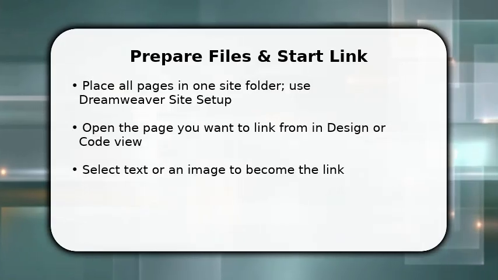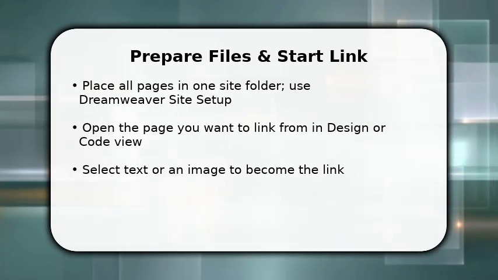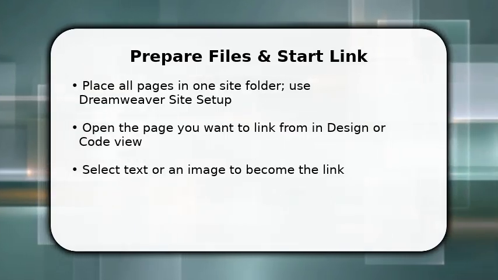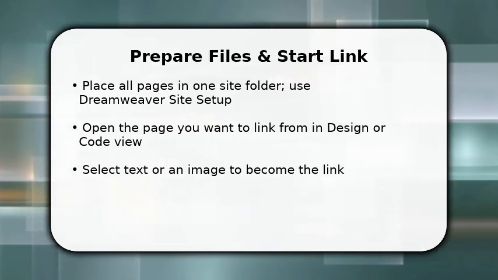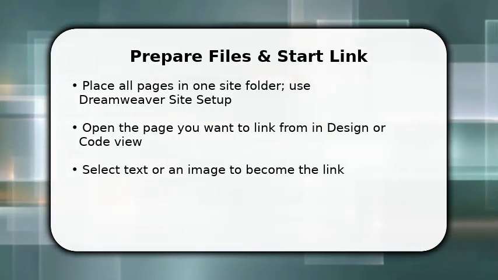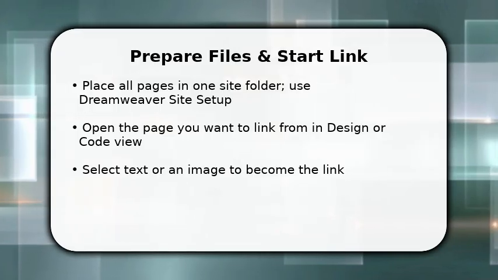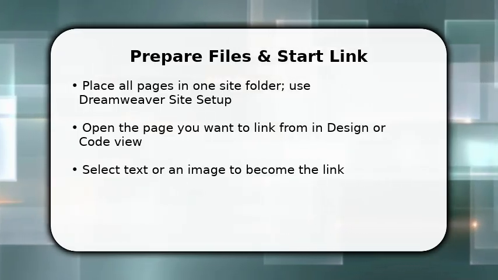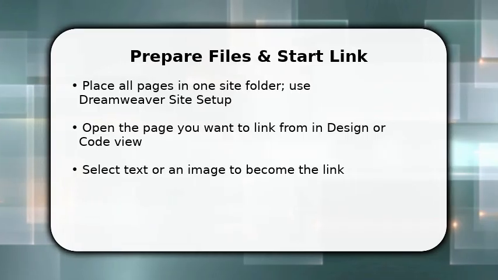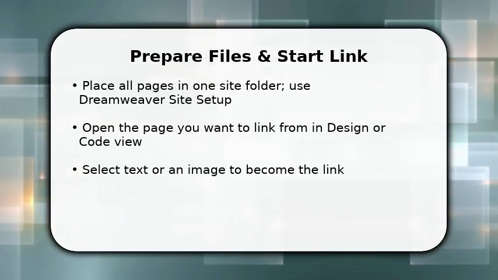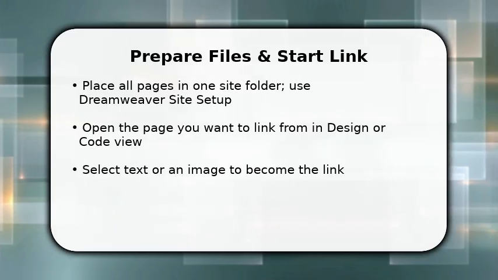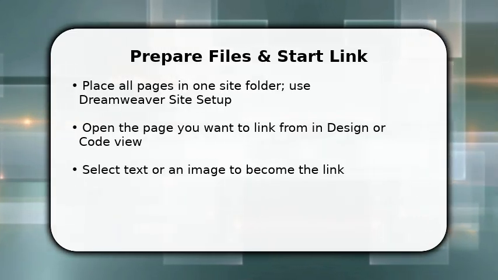You begin by confirming your site folder and opening the source page in Dreamweaver. Select the text or image you want to turn into a link. This is the first actionable step. Once selected, go to the Properties panel at the bottom or the Insert menu, choose Link. You do this now because relative paths depend on your site route. Making the selection first ensures Dreamweaver offers correct file suggestions as you type or pick the target file.